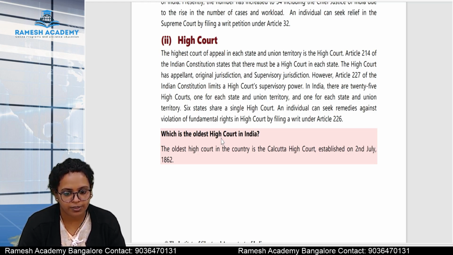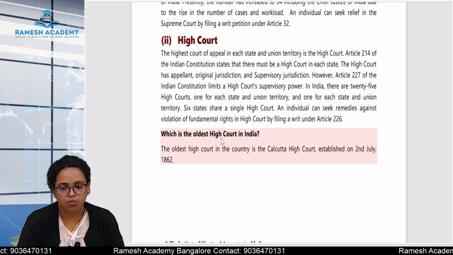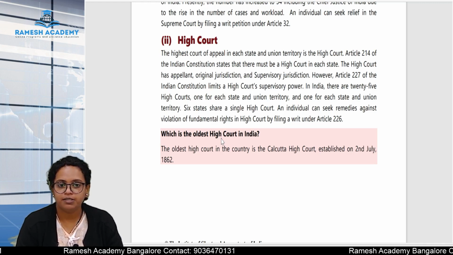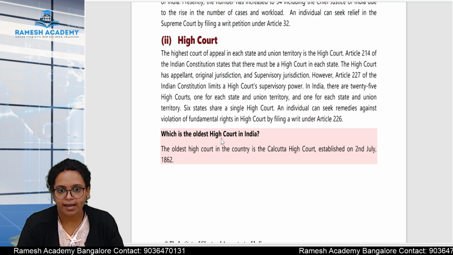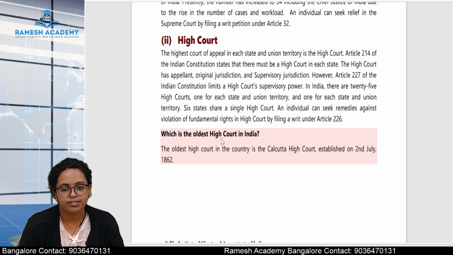In India, there are 25 High Courts, one for each state and union territory, but 6 states share a single High Court. So in particular, there must be a High Court in every state, but there are currently 25 High Courts, and 6 states share a single High Court.